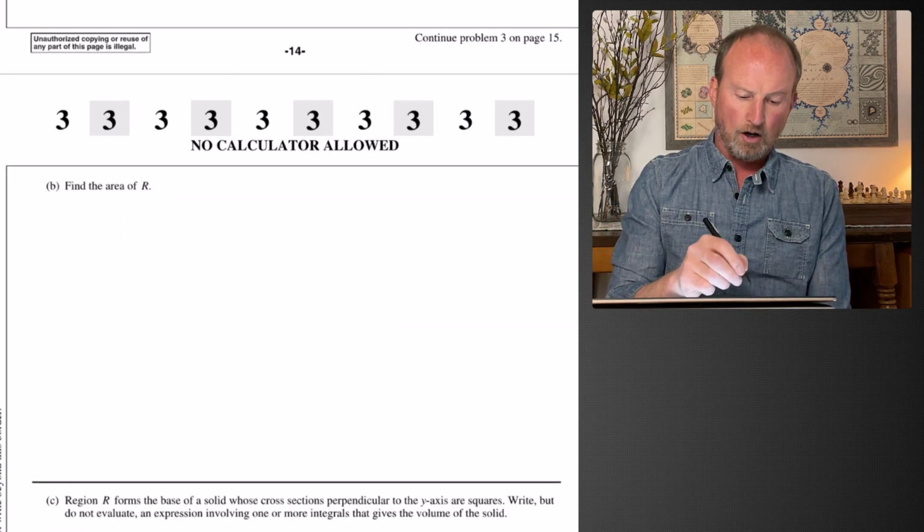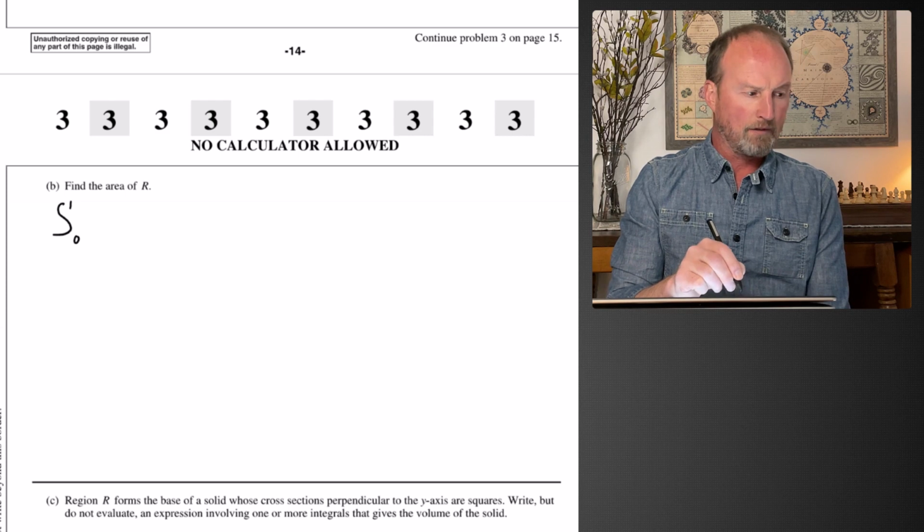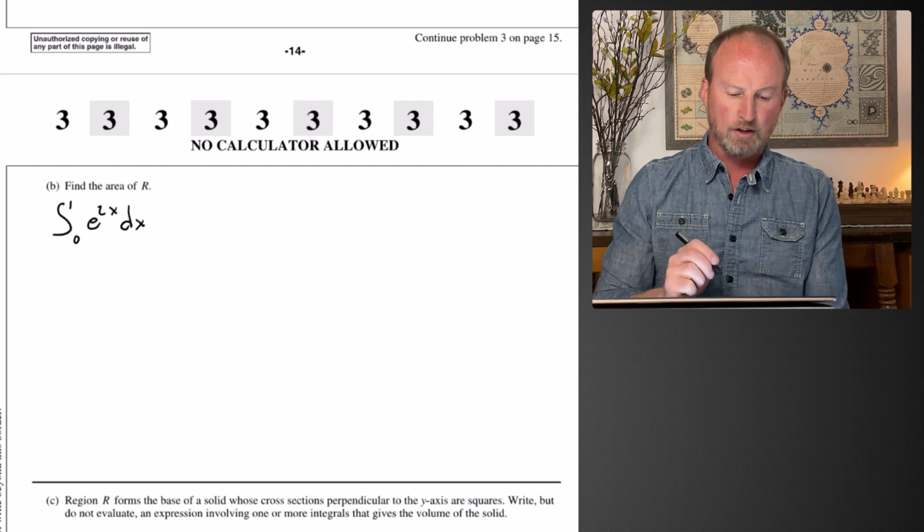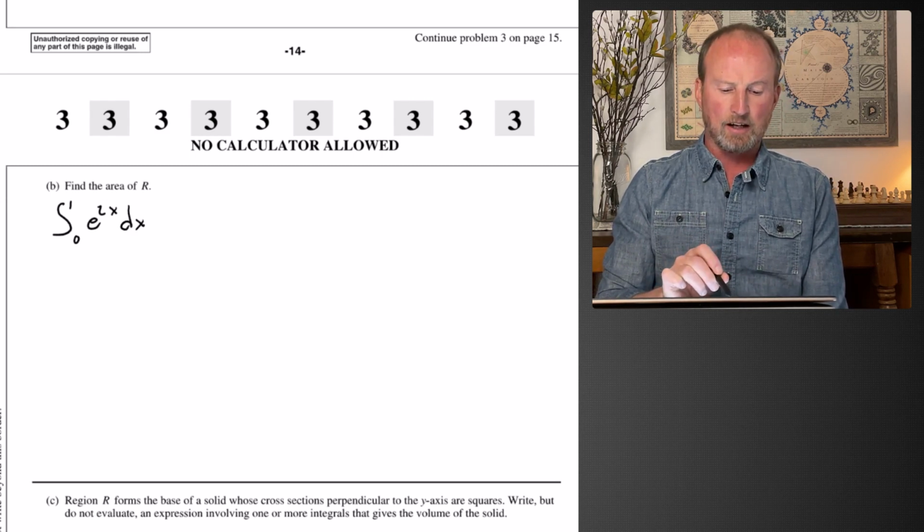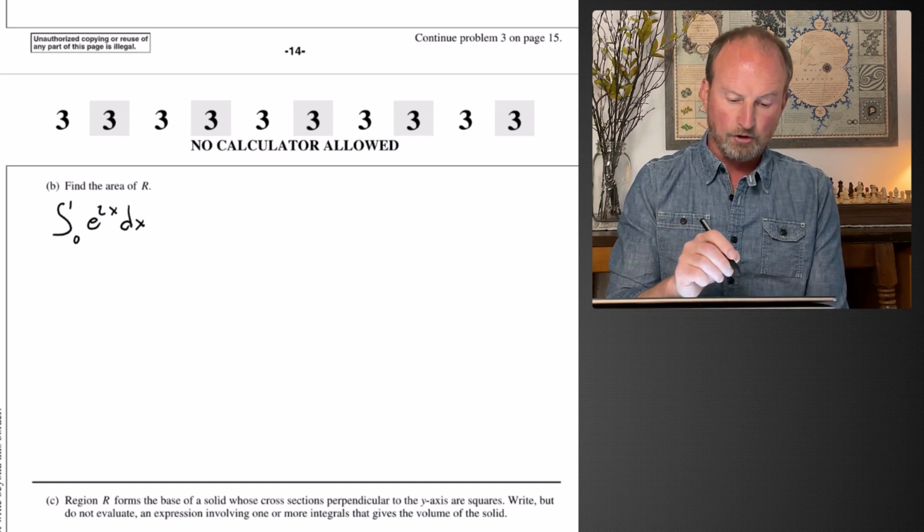So the area of R is going to be the integral from 0 to 1 of f of x, which was e to the 2x, and the thickness of my rectangles is dx. You must have the dx, you must have the function, you must have the upper and lower bounds. Okay, now actually find the area, so integrate that.